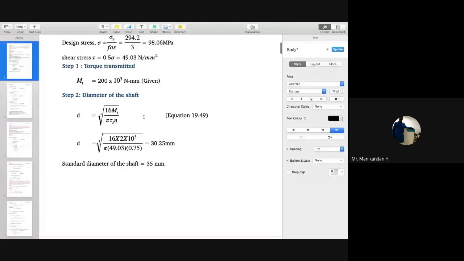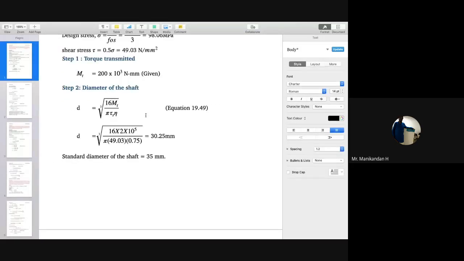Step 2 is to find the diameter of the shaft. The formula is: diameter D is equal to cube root of 16 MT by tau into eta into pi. Eta is nothing but the keyway factor. If the keyway factor is not given in the question, assume it as 0.75. Substituting the values, I got diameter equal to 30.25. We always have to go for the standard diameter of the shaft, so the next nearest available diameter is 35 mm. Likewise we found the diameter of the shaft.